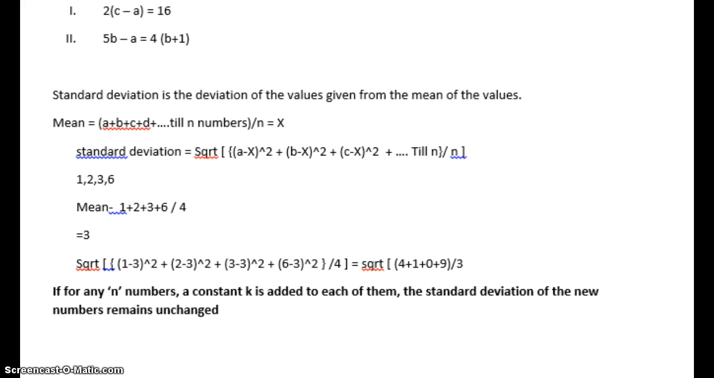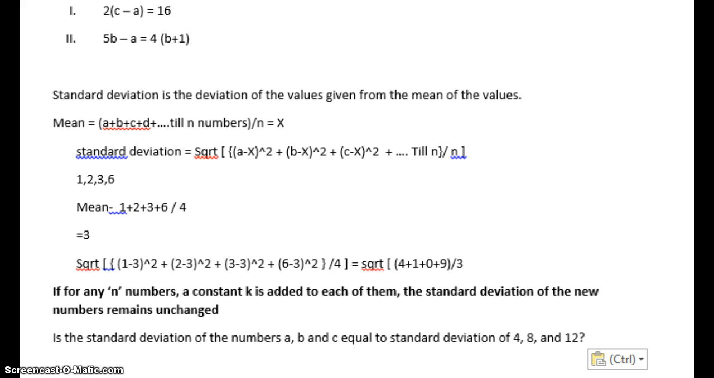So let us return to the question. Is the standard deviation of the numbers a, b and c equal to the standard deviation of 4, 8 and 12? Okay. Now, this is the advantage of data sufficiency questions. You do not have to calculate the standard deviation of 4, 8 and 12. It is sufficient to show that the standard deviation of the numbers a, b and c is equal to 4, 8 and 12. You do not need to calculate anything else.